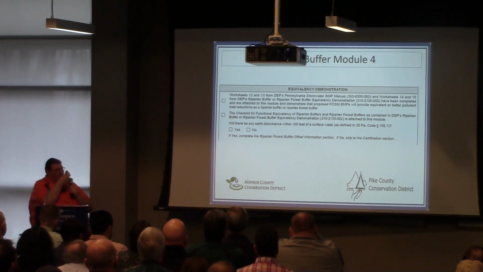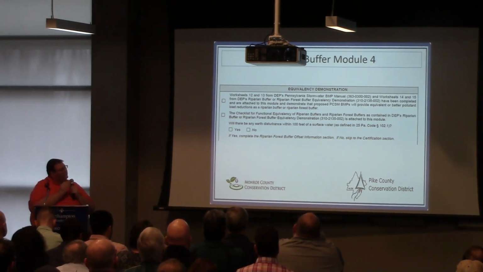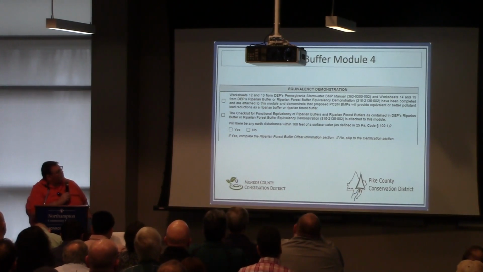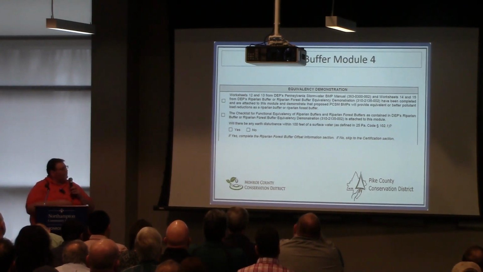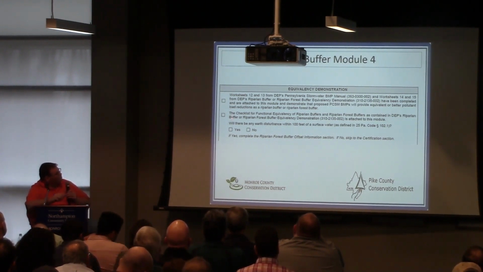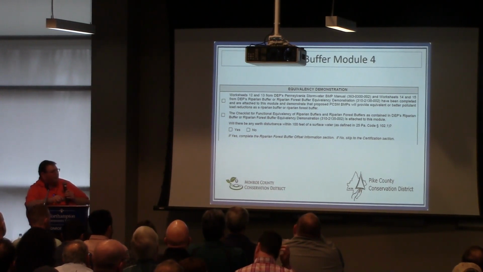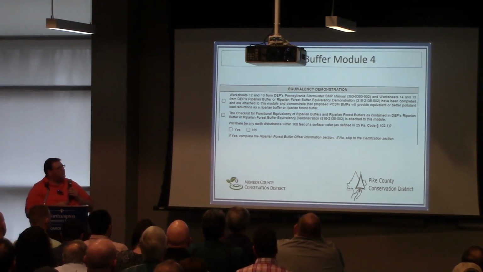So you'll be filling out that spreadsheet, and then you'll also be filling out worksheets 12, 13, 14, and 15 and providing BMPs to meet those water quality requirements, as well as water quality requirements needed for the NPDES. You'll also need to provide a checklist and an alternatives analysis to make sure that the BMPs you are selecting are functionally equivalent for the riparian buffer or the riparian forest buffer that you're removing from your site. So you want to make sure that the BMPs you're proposing are going to provide the same functions that that riparian buffer had.